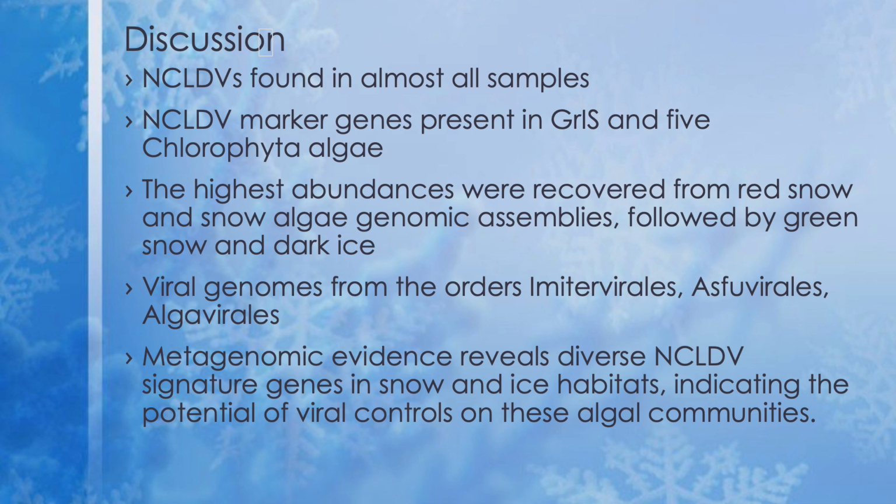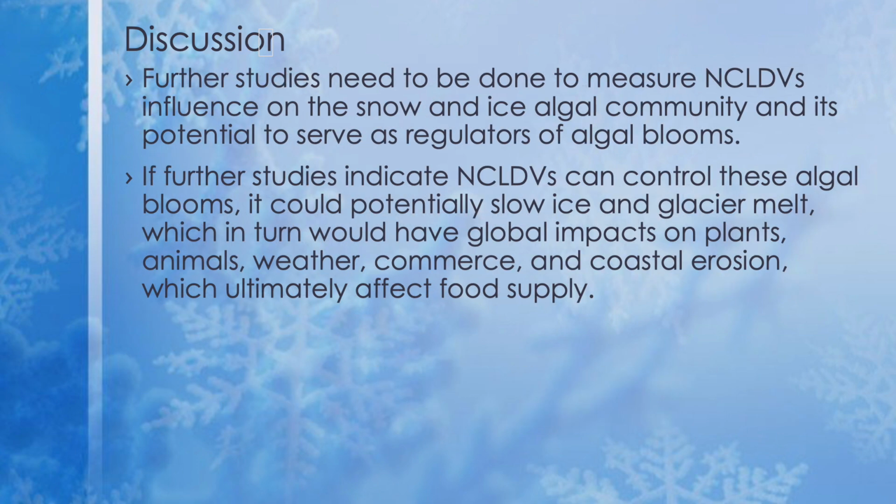Metagenomic data from red and green snow contain evidence of giant virus metagenome assembled genomes from the orders Imitervirales, Asfuvirales, and Algavirales. Metagenomic evidence reveals diverse NCLDV signature genes in snow and ice habitats, indicating the potential of viral controls on these algal communities. Further studies need to be done to measure NCLDV's influence on the snow and ice algal community, as well as the potential to serve as regulators of algal blooms.